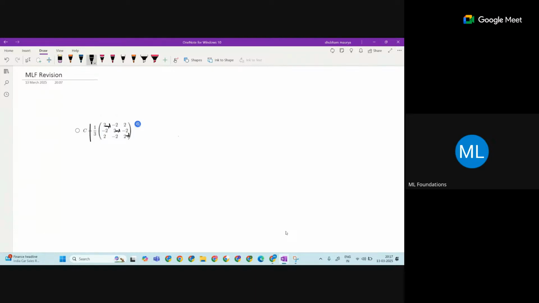Now the determinant of this is going to be 1 by 3. So what is going to be the determinant here? Here it is a multiplication, 1 by 3, 1 by 3. So this is going to be 1 by 27. The covariance matrix will have 1 by 3 here.